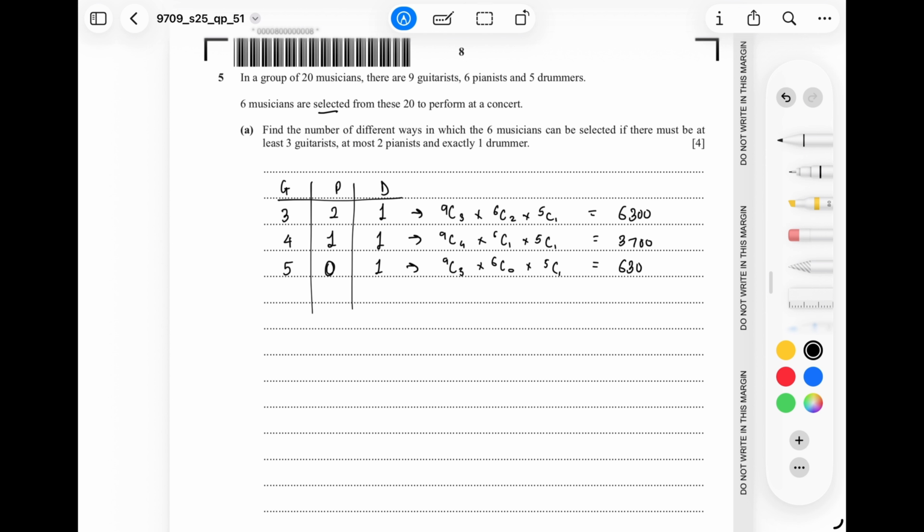Okay, so these are all options. It's either this or this or this. Since it's or, it's either this entire thing or this entire thing, so we're going to add all the final answers. So it's 6300 plus 3780 plus 630. You add all of that, you get 10710, and that's your final answer.